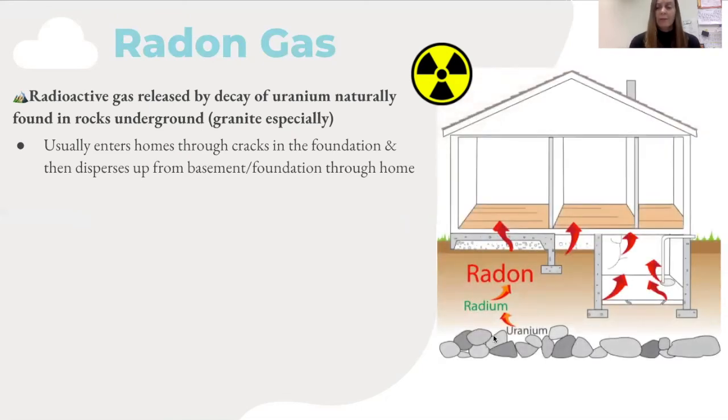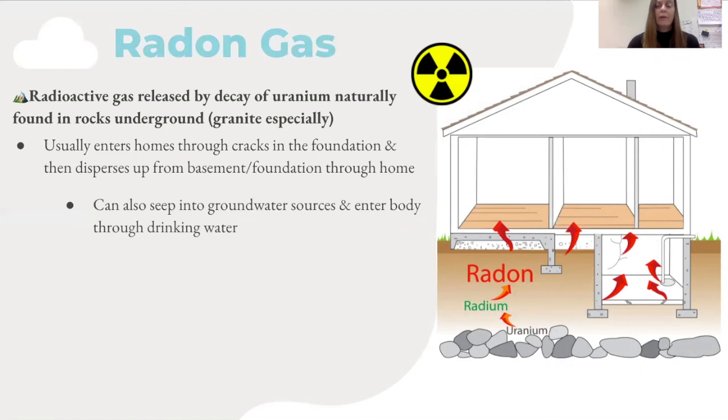So again, our uranium is decaying deep underground, producing radium and ultimately radon, and the radon is able to penetrate through the foundation. It can also seep into our groundwater sources, and in that case, it can enter the body through our drinking water. This is a much more significant problem with well water than with city water because city water is treated and tested.